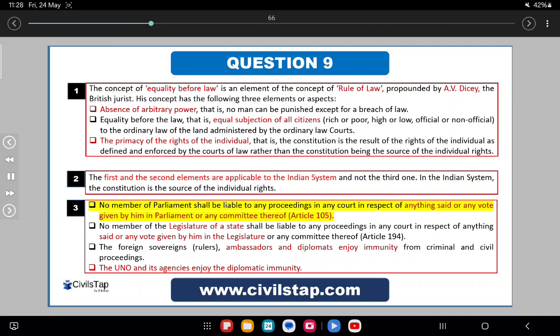No member of Parliament shall be liable to any proceedings in any court in respect of anything said or any vote given by him in Parliament or any committee thereof. Article 194: No member of the legislature of a state shall be liable to any proceedings in any court in respect of anything said or any vote given by him in the legislature or any committee thereof. Foreign sovereigns, rulers, ambassadors and diplomats enjoy immunity from criminal and civil proceedings. The UNO and its agencies enjoy diplomatic immunity.